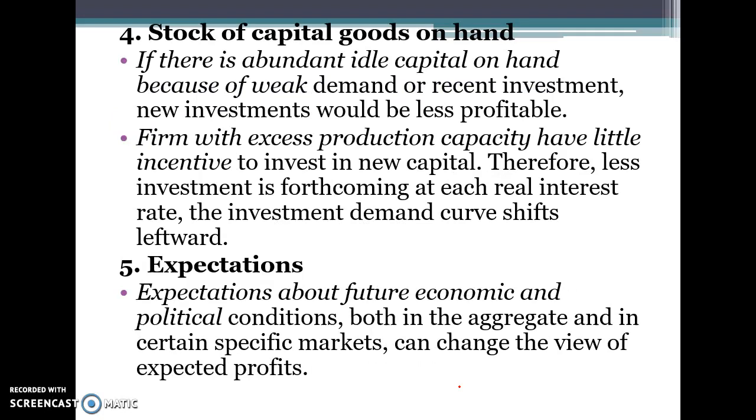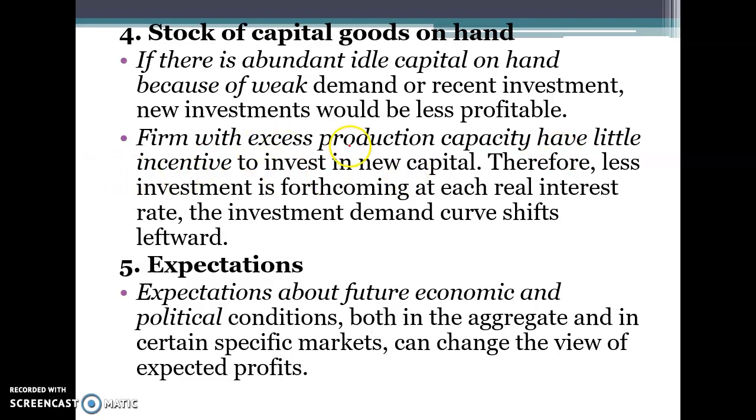Stock of the capital goods on hand. This represents your inventories. If there is abundant idle capital on hand because of weak demand or recent investment, then new investment would be less profitable. So the more inventories you have, the lesser you are going to invest. The fewer inventories you have, the more you are going to invest. Firms with excess production capacity have little incentive to invest in a new plant.